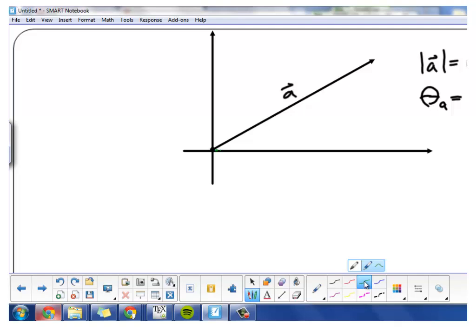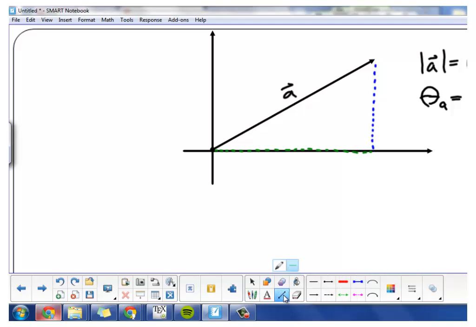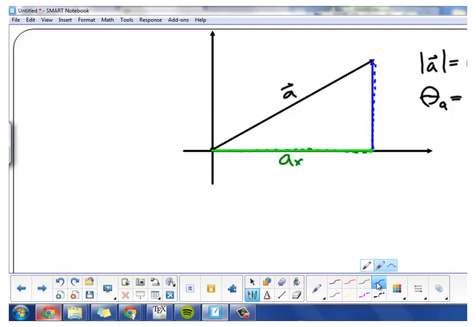To find the x component, you start at the tail, and you move in a line along the x-axis up to a point that's underneath the head of the vector. Then, you move up from that point until you reach the head of the vector. That will make your y component. So Ax is our x component, Ay is the y component. So that's how we can draw these. How do we actually find them?